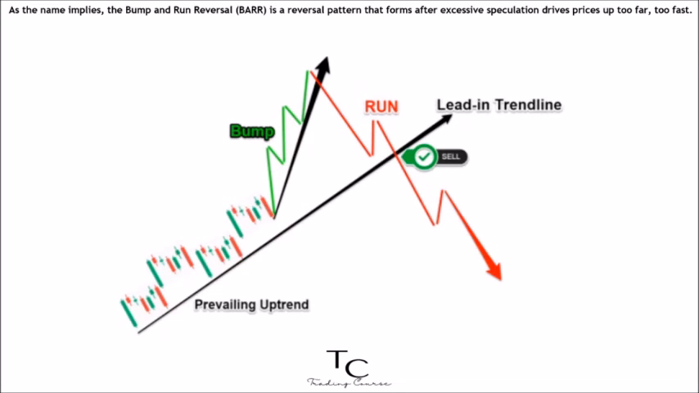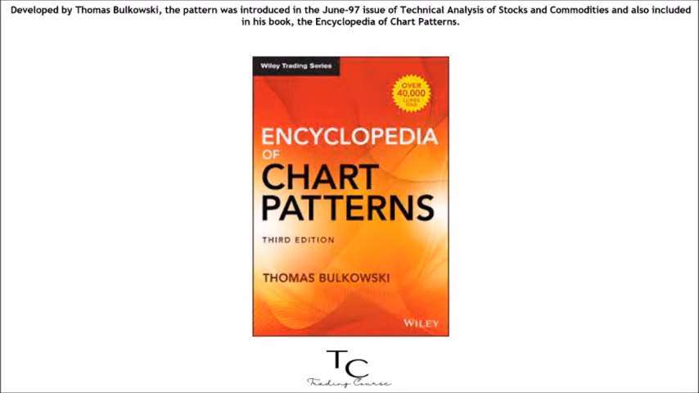As the name implies, the bump and run reversal, BAR, is a reversal pattern that forms after excessive speculation drives prices up too far, too fast. Developed by Thomas Bulkowski, the pattern was introduced in the June 1997 issue of Technical Analysis of Stocks and Commodities and also included in his book, The Encyclopedia of Chart Patterns.